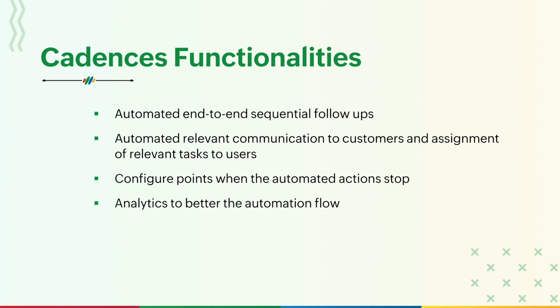Any end-to-end process is peppered with template communication that can be automated and some manual intervention along the way. Automatic email and call creation takes care of the former, and automatic task creation takes care of the latter. Any anomalies or points at which the chain of communication needs to be stopped can be configured to ensure that the communication goes out only when relevant.